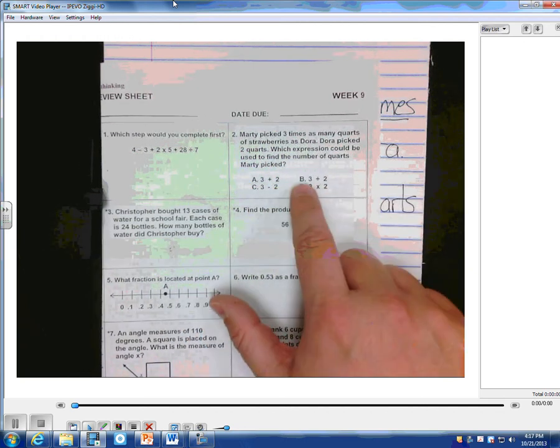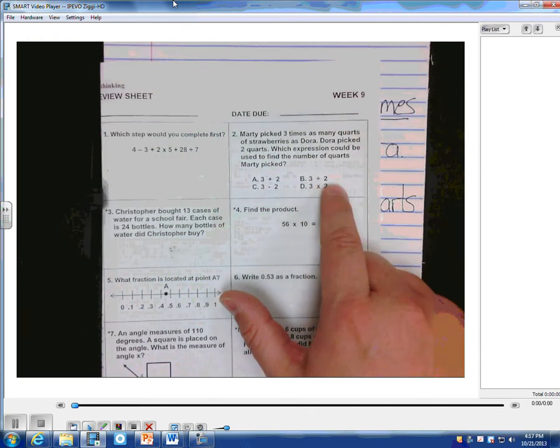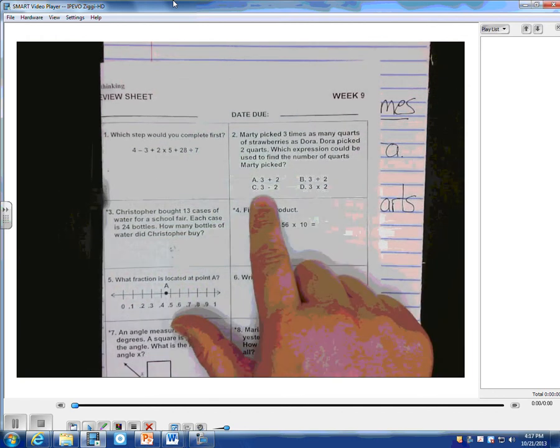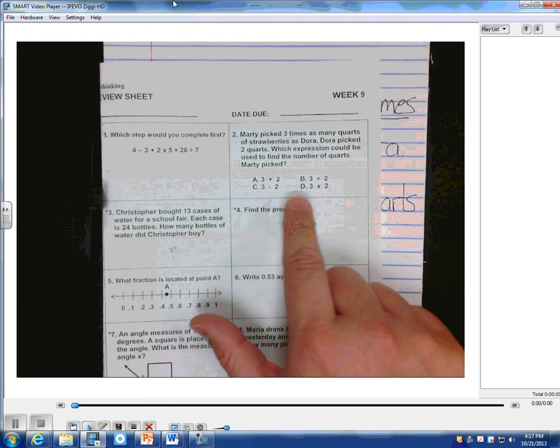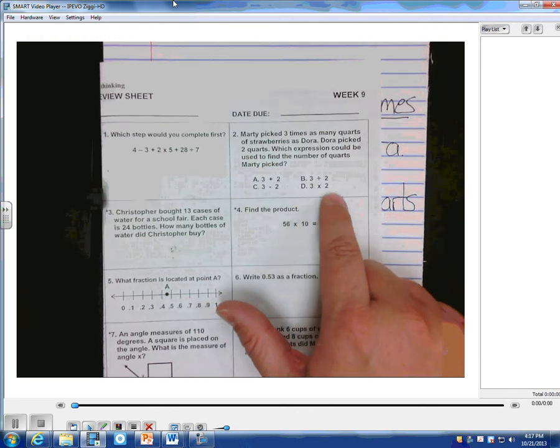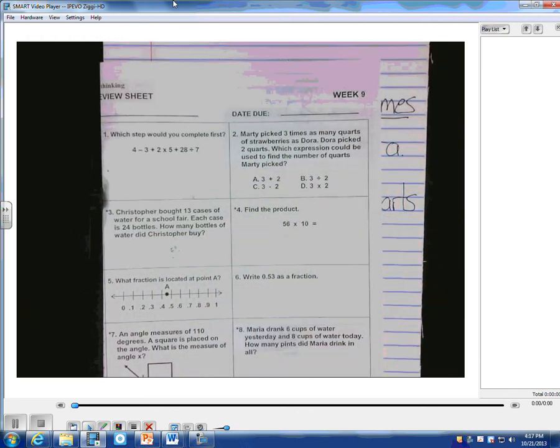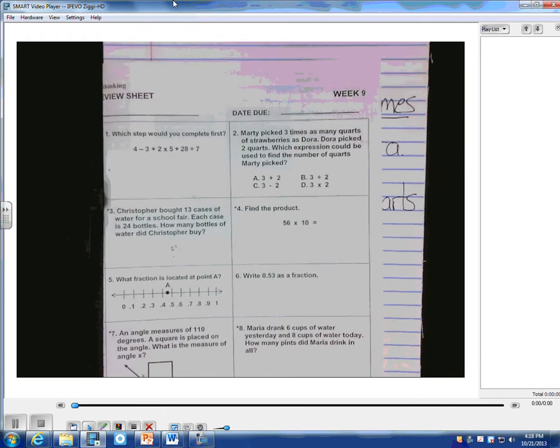Would we do B, 3 divided by 2? Would we do C, 3 minus 2? Or would we do D, 3 times 2? Again, Marty picked 3 times as many quarts of strawberries as Dora. Dora picked 2 quarts. Write the expression. Which expression could be used to find the number of quarts Marty picked? Okay? Number 3.